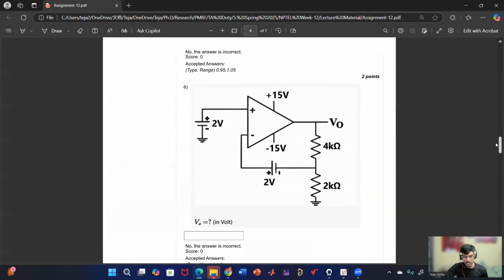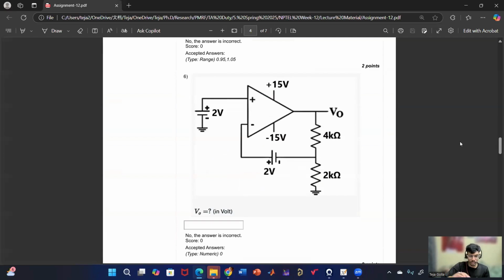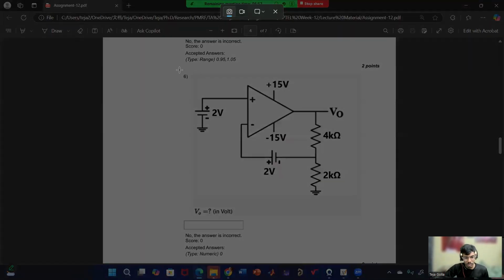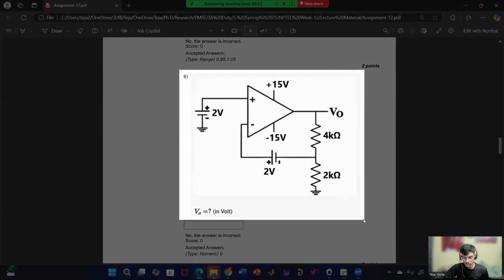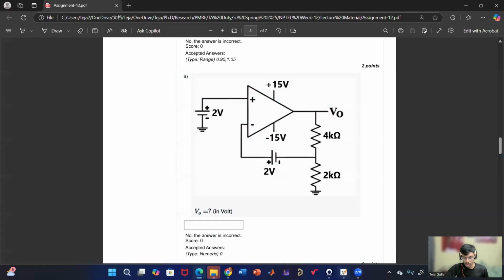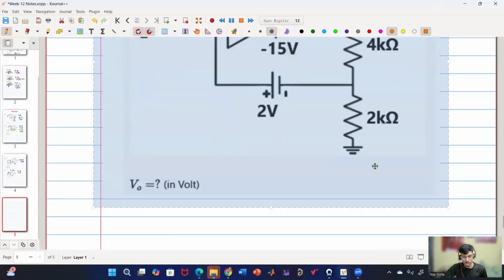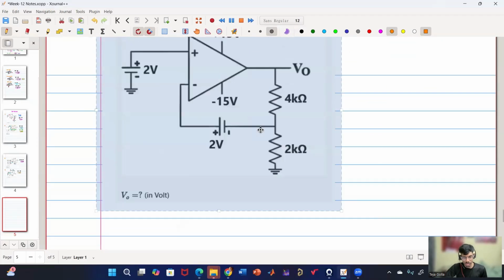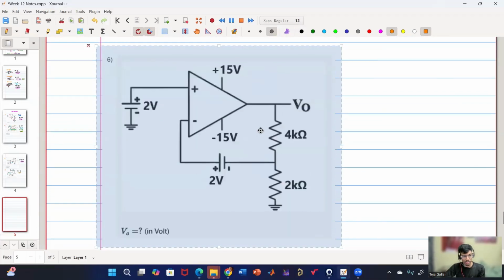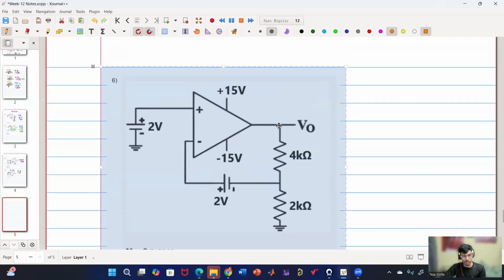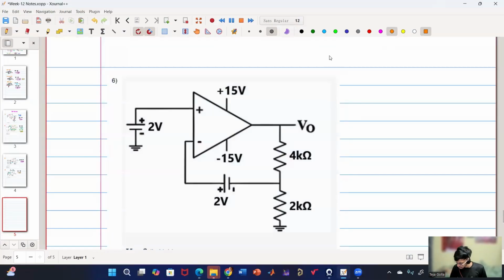So now let us solve this problem. This will be your problem 5 for today. So how are we going to solve this? What is the value of V0?